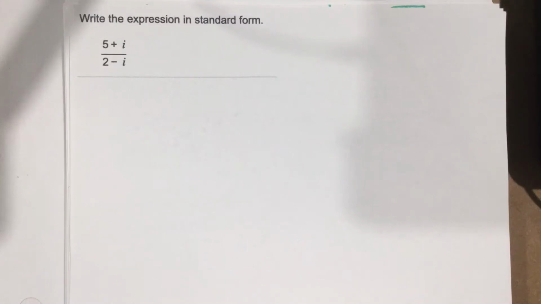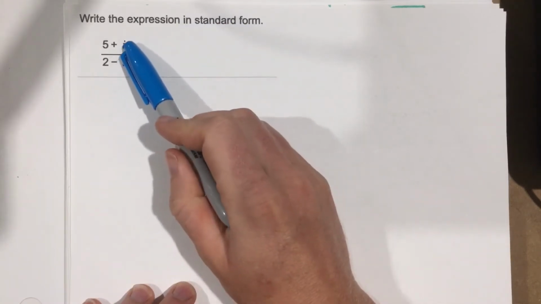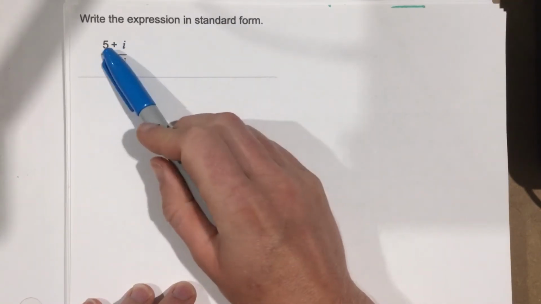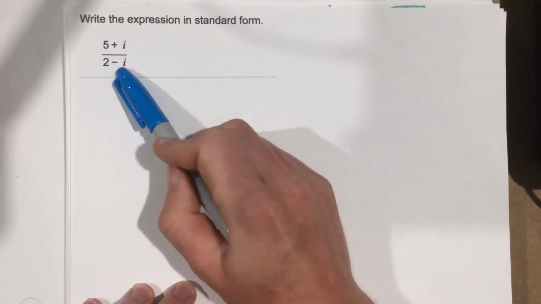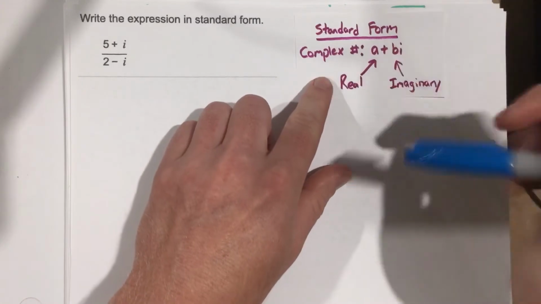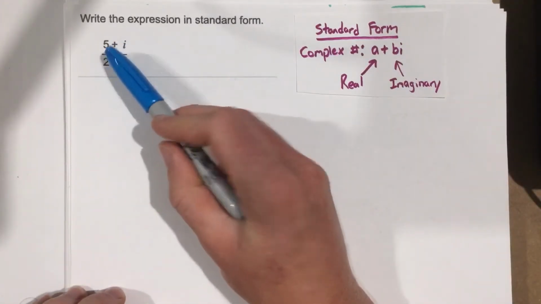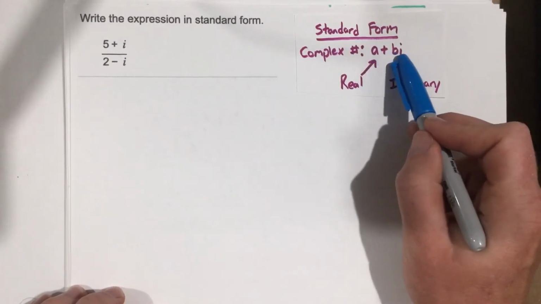This is problem number 3 from section 3.3. In this problem they say write the expression in standard form. And they give you a fraction with a complex number on top and a complex number on bottom. Now remember, standard form is written as a plus bi. So we need to take this fraction and get it split to a plus bi.